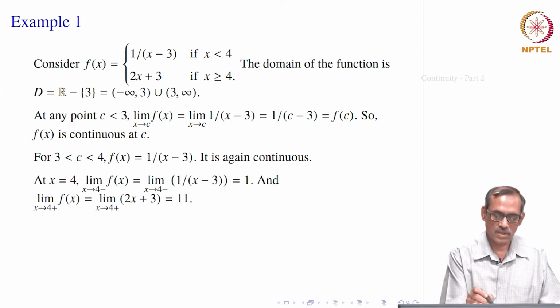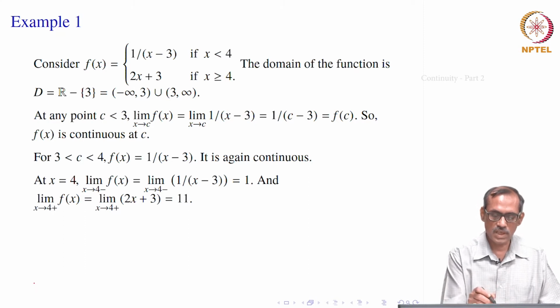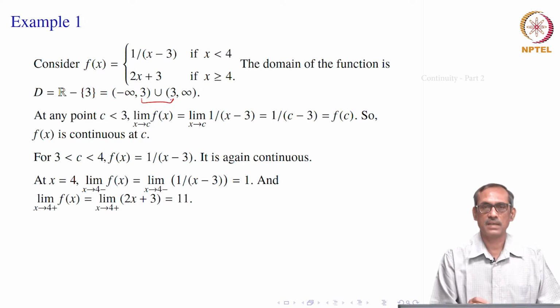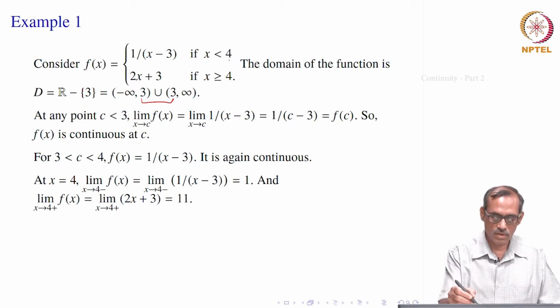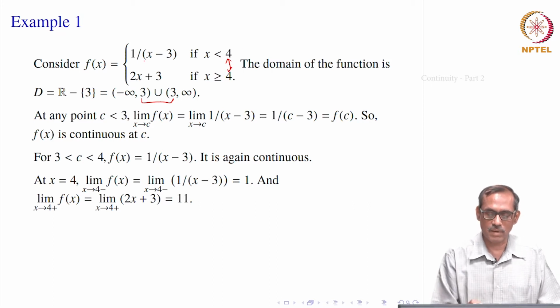Now, what happens at 3, if C is equal to 3 or C is equal to 4? C equal to 3, f of 3 is not defined at all. Okay. So, the question of its continuity at 3 is meaningless, we do not consider it. So, we go to the other possible breakpoint, 4, where two different definitions of the function are there. To the left of it, it is like 1 by x minus 3, to the right of it, it is 2x plus 3. So, we consider that as a special point, 4, now.